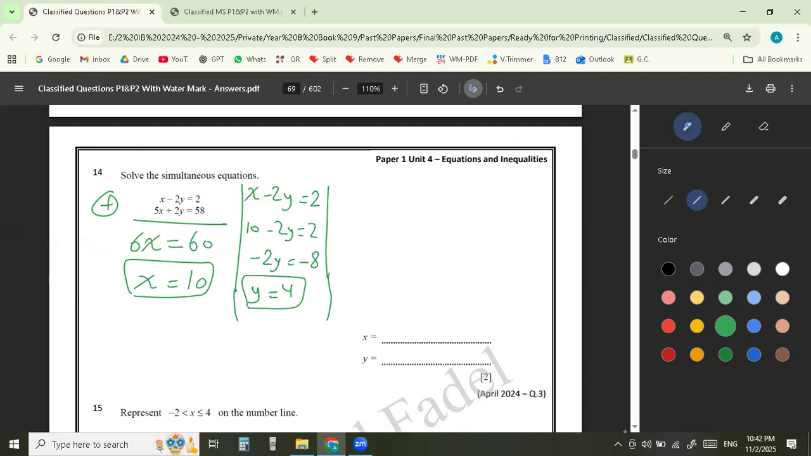Let's extend the line. Check. 5x plus 2y. Will it be equal to 58? We will see. When x is 10, this is 50. Plus 2 times 4 is 8. Yes, yeah, mister, it is equal to 58. I am correct. So x is 10, y is 4.